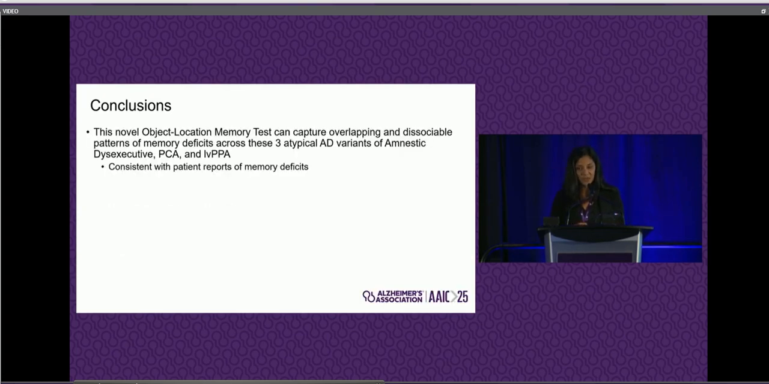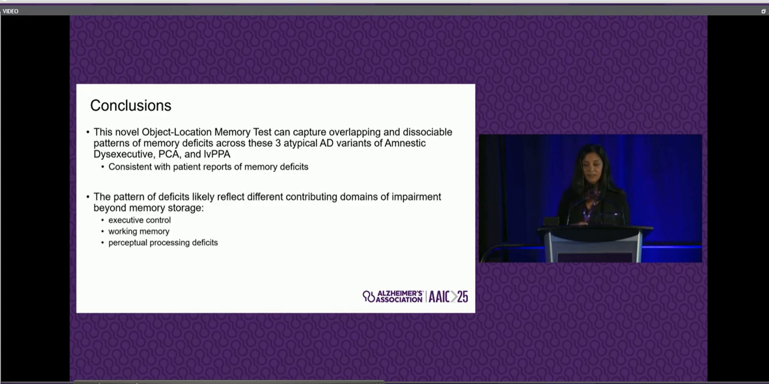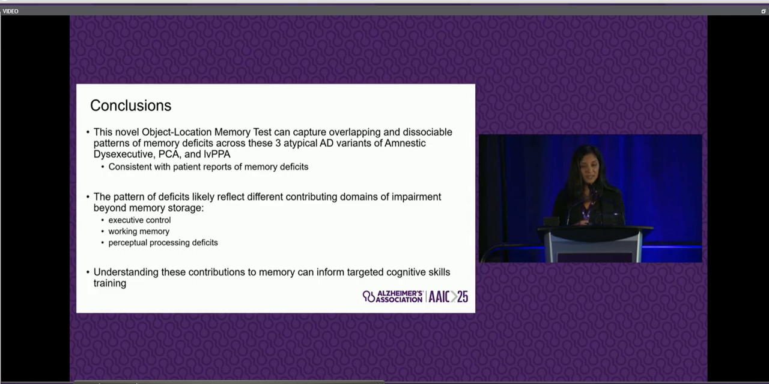So this novel object location memory test can capture overlapping and dissociable patterns of memory deficits across these 3 atypical AD variants. And this is consistent with many patient reports of memory deficits in day-to-day life. This pattern of deficits likely reflects different contributing domains of impairment beyond memory storage, specifically executive control, working memory, and perceptual processing deficits. Ultimately, understanding these contributions to memory can inform targeted cognitive skills training.